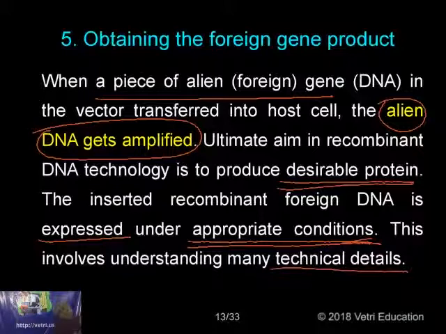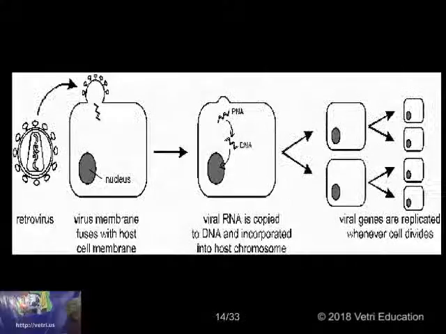Those people who are really involved in this may require these details, not you exactly, because it's all technical aspects. See, you have got a retrovirus, the virus membrane fuses with the host cell membrane. So first it is a comment. This is the way it is entering. Finally, this is dividing into 2 and then it is made into 4. The viral genes are replicated whenever the cell is dividing. Okay.